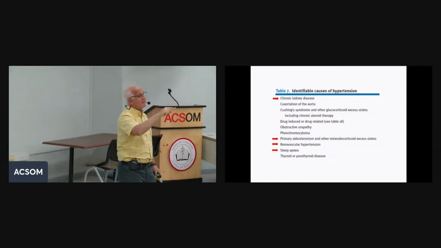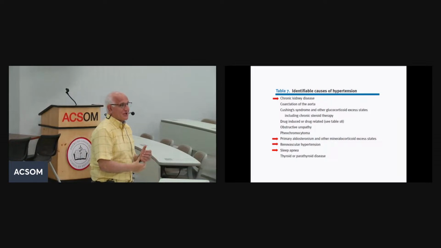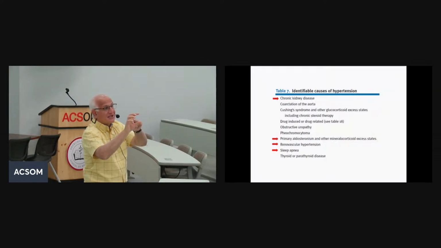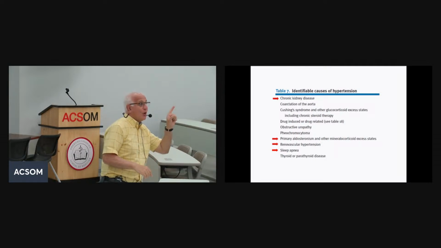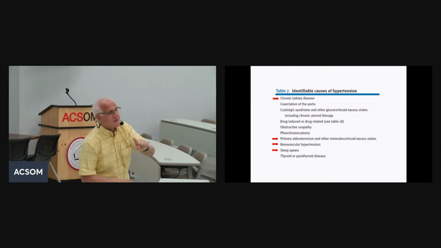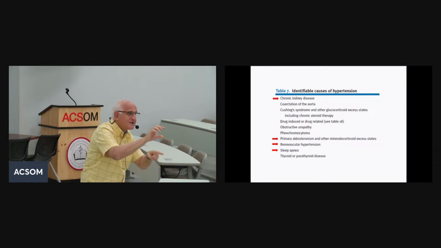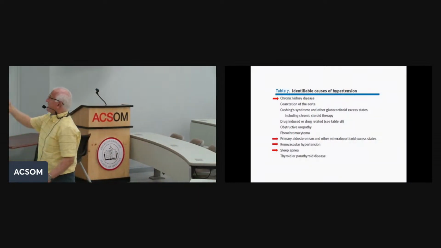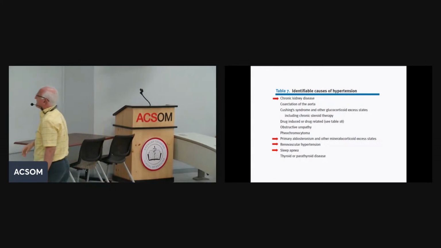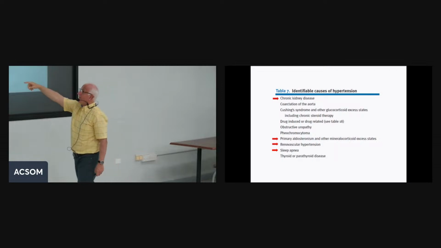Chronic kidney disease, this is very fun. Tomorrow I will talk about it. It's one of those special occasions when hypertension can be the cause of CKD, or CKD can be the cause of hypertension. So hypertension can be the cause of chronic kidney disease or the consequence of chronic kidney disease. That's an easy one to diagnose, we have serum creatinine. Primary hyperaldosteronism, we talked about it a few seconds ago.